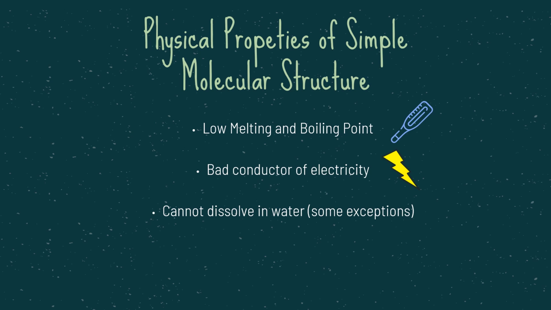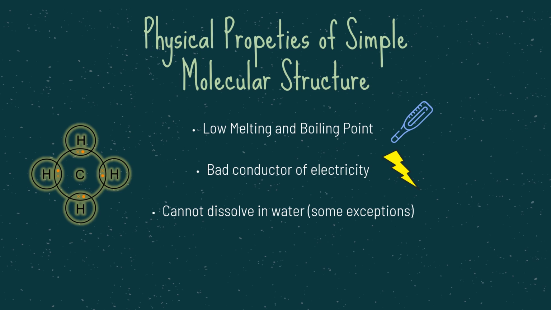The reason why a simple molecular structure is a bad conductor of electricity is because the electrons of the molecule are being used either for sharing, or can be found in the valence shell of the molecule. There are no free electrons left in the molecule that allow it to conduct electricity. We'll now move on to see why it has a low melting point and it cannot dissolve in water.